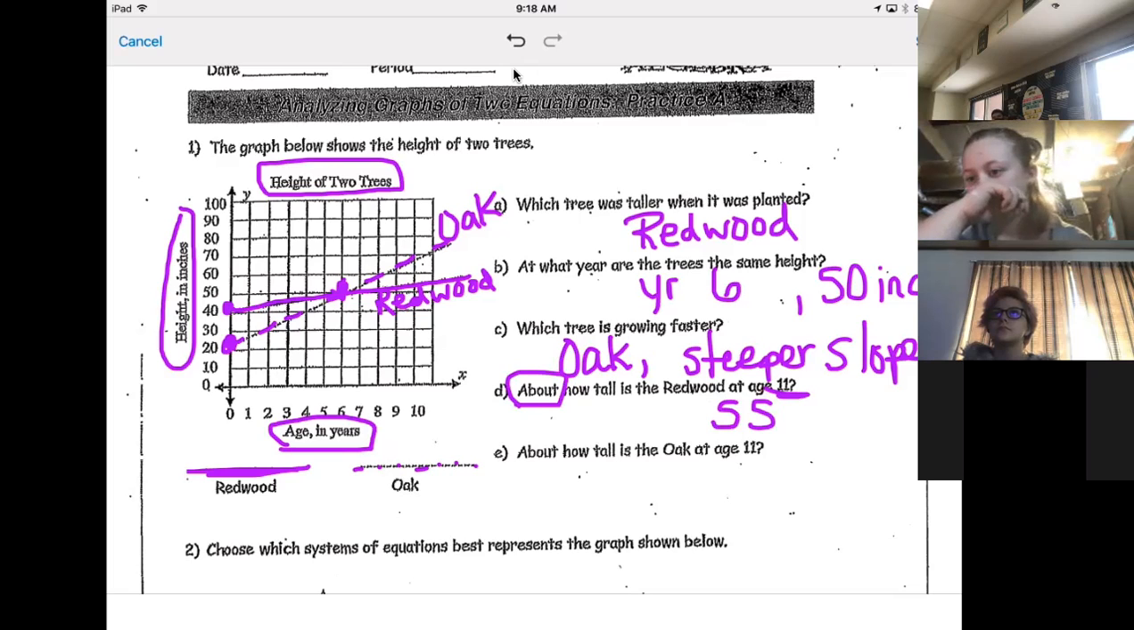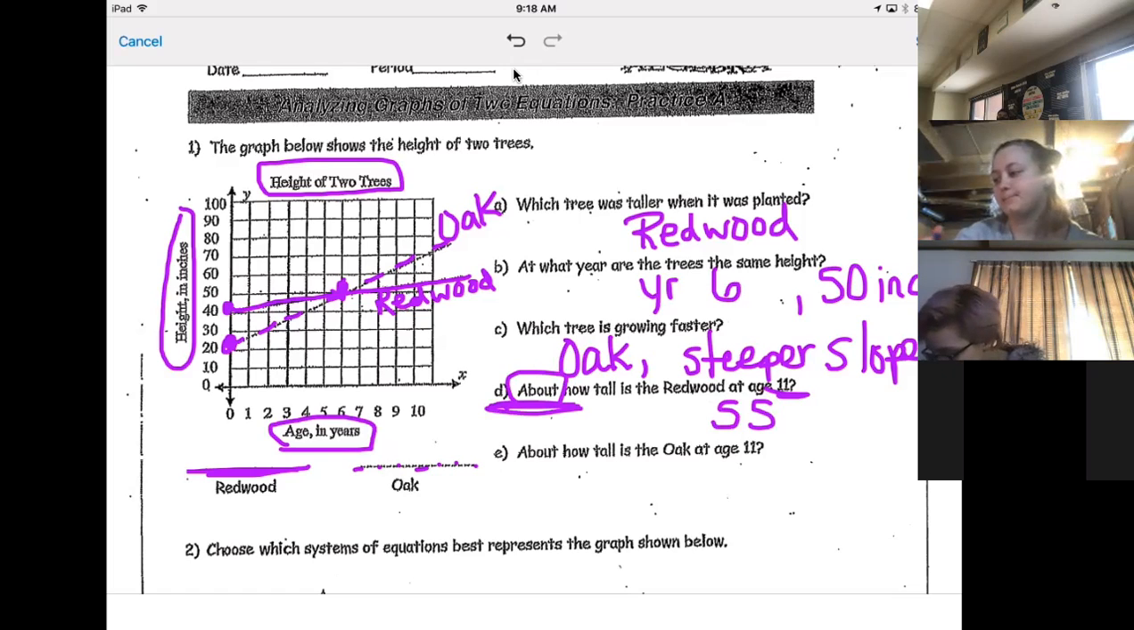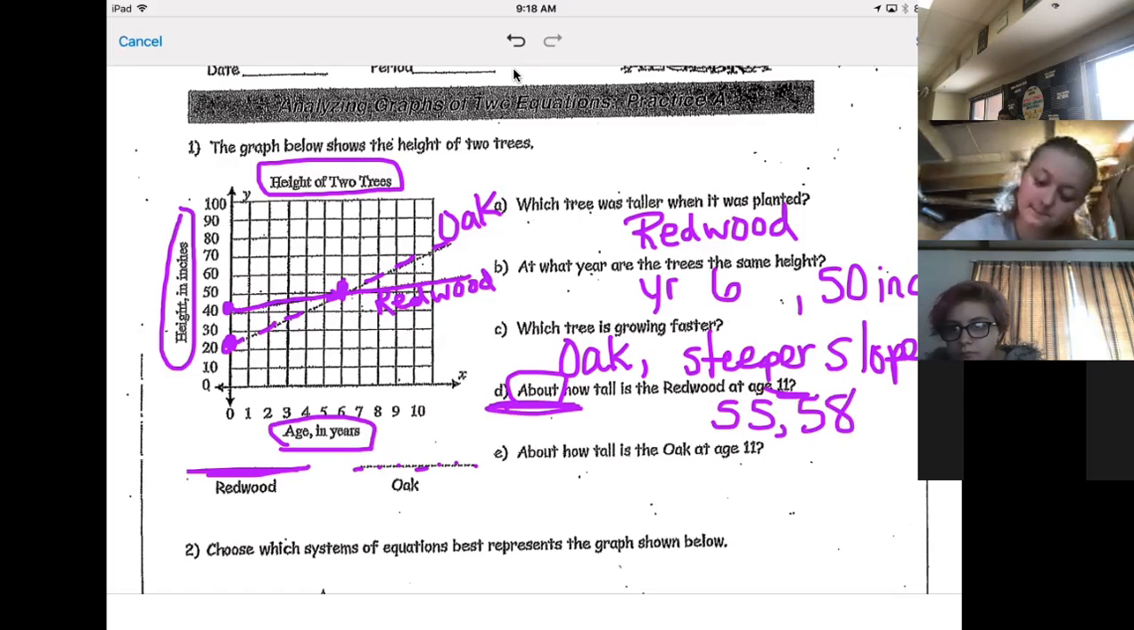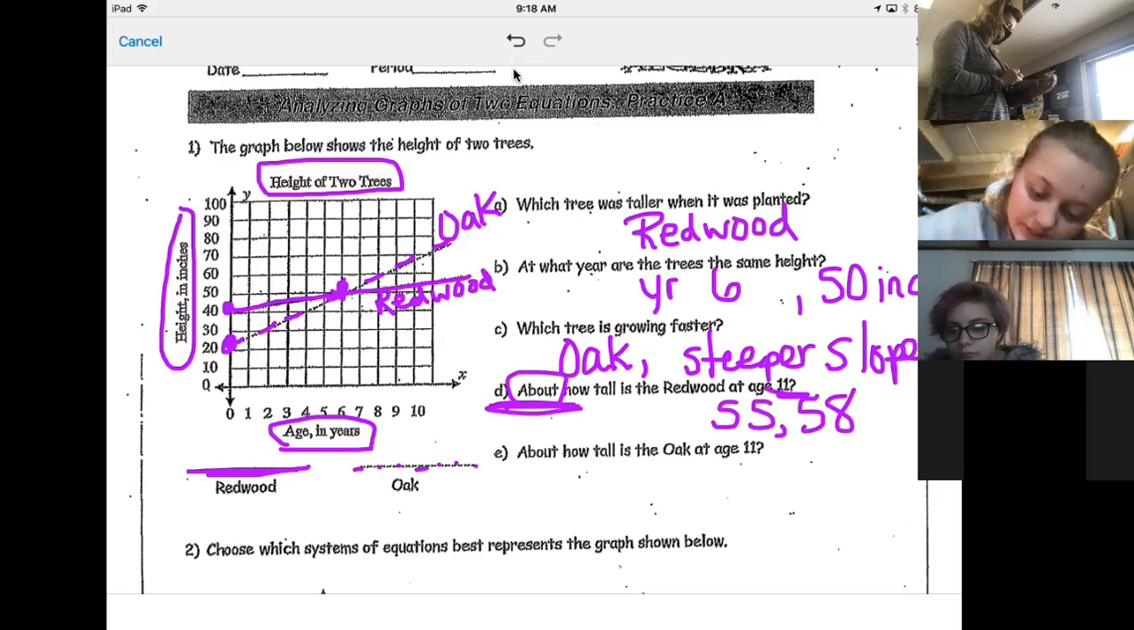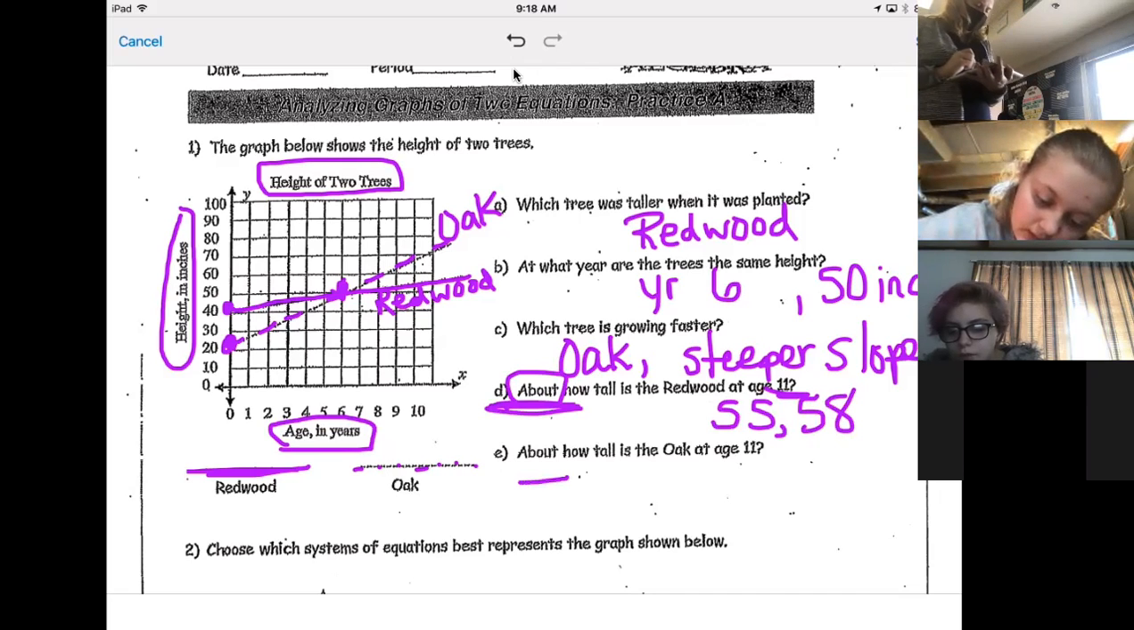Hold on a second here. See that word about? It means that if you're in the ballpark, you would get the right answer. About how tall is the redwood? Some here said 55, you said 58. I would have accepted both of them because it's an approximation. Okay, about how tall is the oak at age 11? 71-ish, 72, somewhere around the early 70s.